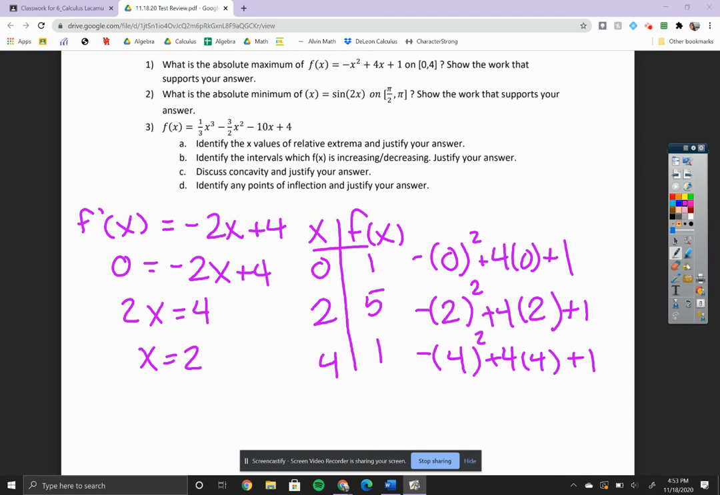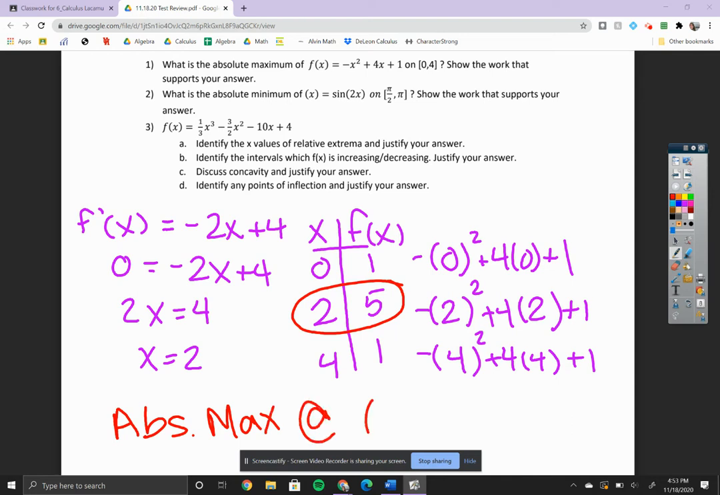So from this, we can see that our absolute maximum value is going to be right here at the point (2, 5). So the absolute max at the point (2, 5). And then that's all the work that supports it.